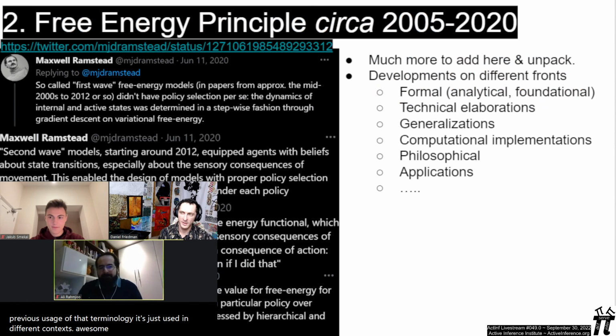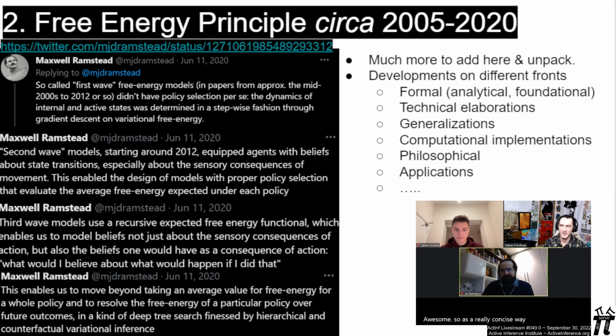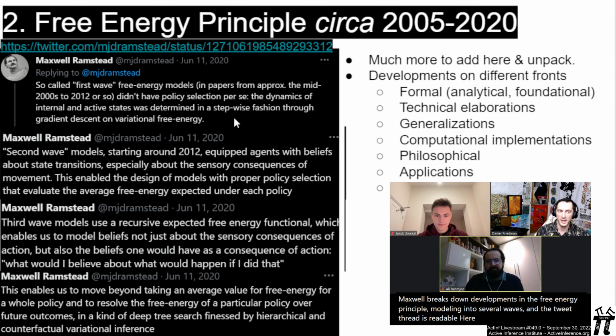Awesome. So, as a really concise way to summarize, again, something where further presentations and work can do a much more comprehensive job, there's a Maxwell Ramstead tweet thread from 7/11/2020, and Maxwell breaks down developments in the free energy principle modeling into several waves. And the tweet thread is readable here. The first wave doesn't have policy selection per se.